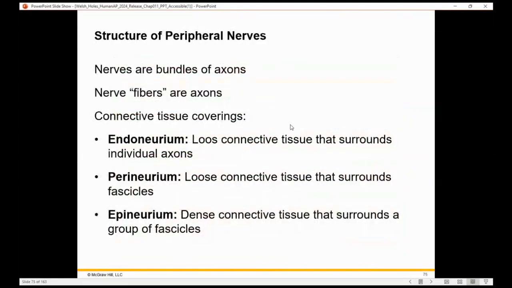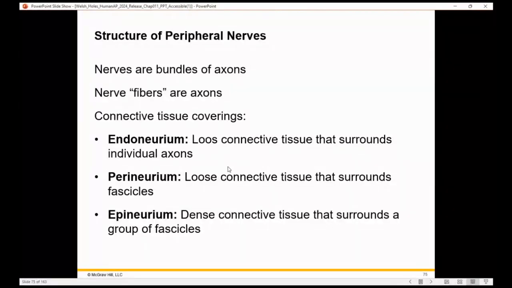So the structure of the peripheral nerves, we're really talking about bundles of axons. So that's what a nerve is. So nerve fibers, when we say that, are axons. It does have connective tissue coverings like all of the tissues we talk about.